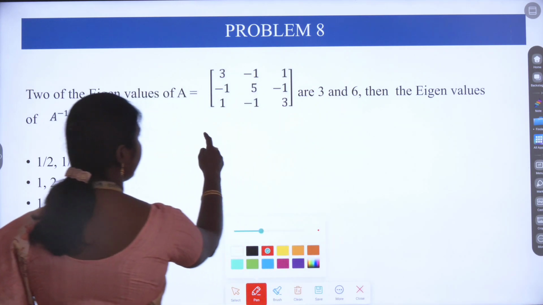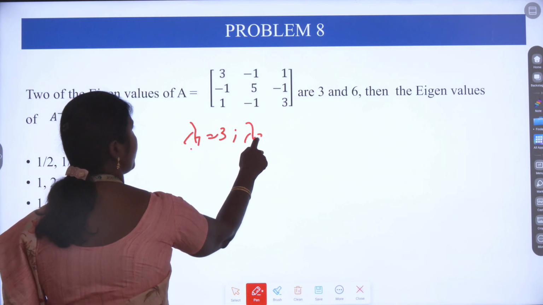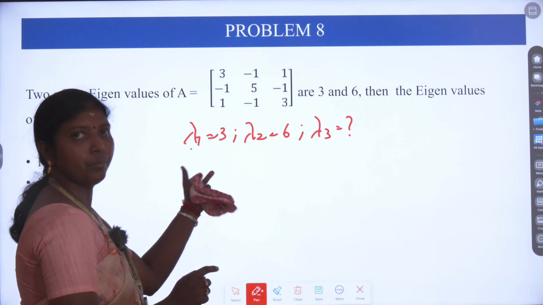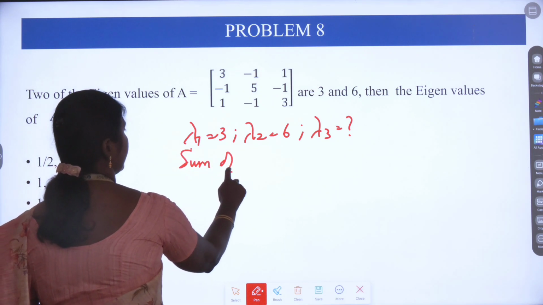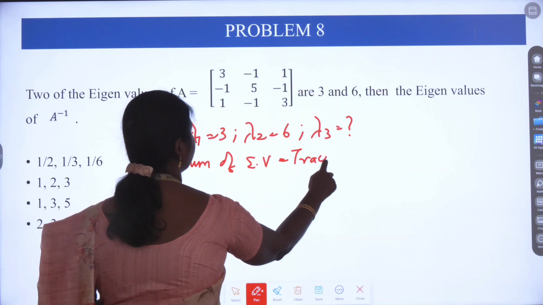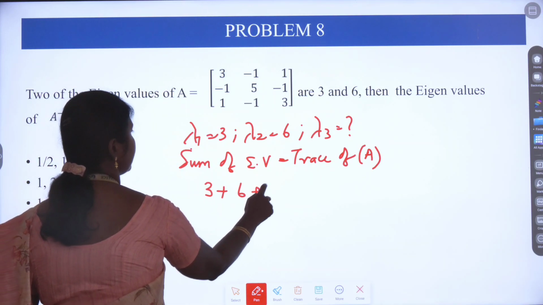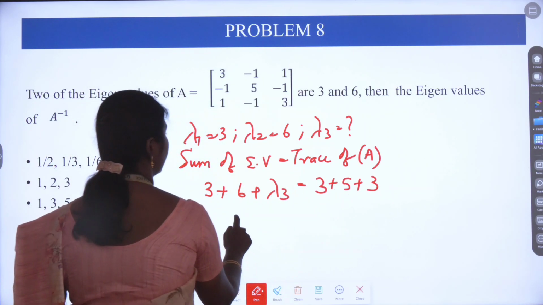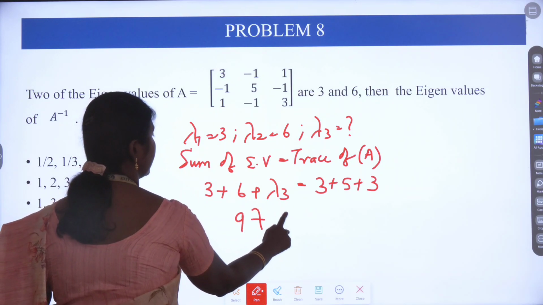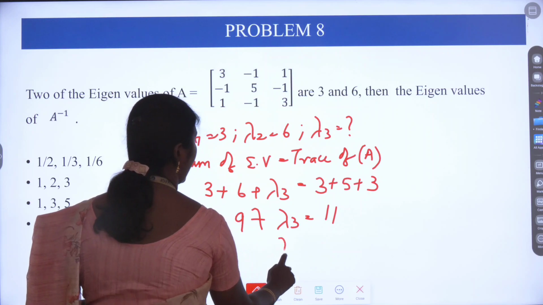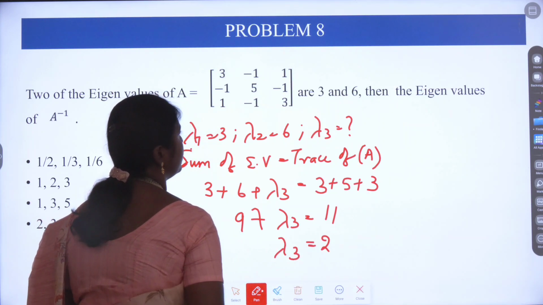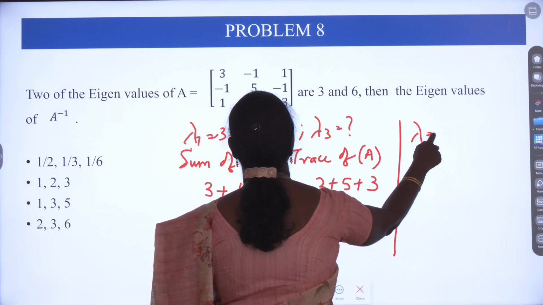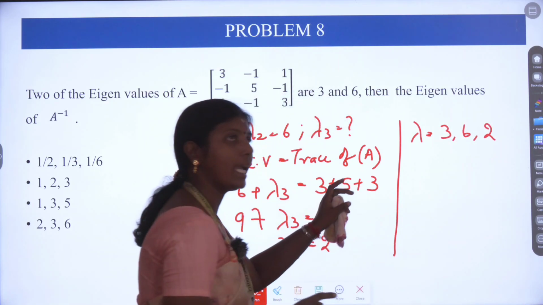So we need to find lambda first. Two of the eigenvalues given are lambda 1 equal to 3 and lambda 2 equal to 6. We need to find the third eigenvalue. Use the sum of the eigenvalues property: the sum of the eigenvalues equals the trace of the matrix. 3 plus 6 plus lambda 3 equals the trace, which is 3 plus 5 plus 3, that is 11. So 9 plus lambda 3 equal to 11, and lambda 3 equal to 11 minus 9, which is 2. So the eigenvalues are 3, 6, 2.